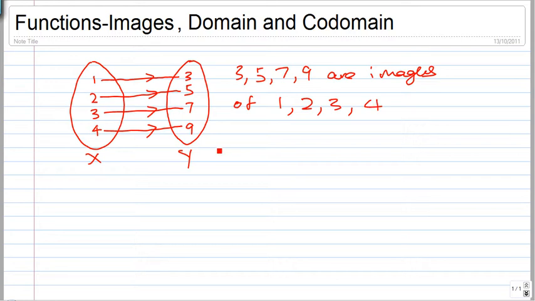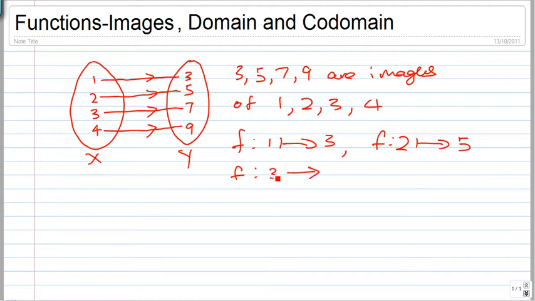So we may write that F colon 1 arrow 3 will produce an image 3. Or we can also write F colon 2 will produce an image that will result in 5. You can also write F colon 3, where X is 3, X is the starting element, will produce an image 7 as in here. And F colon 4 would produce an image 9.